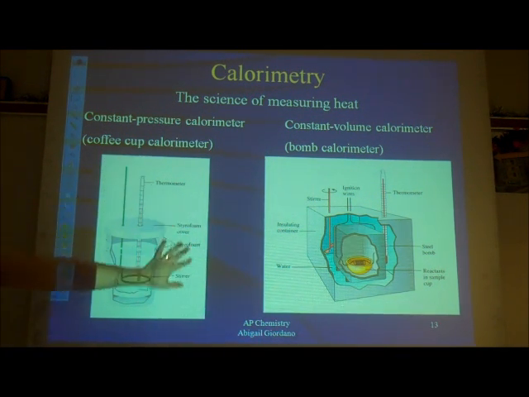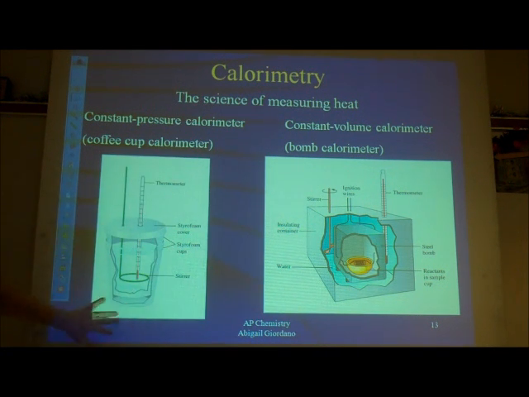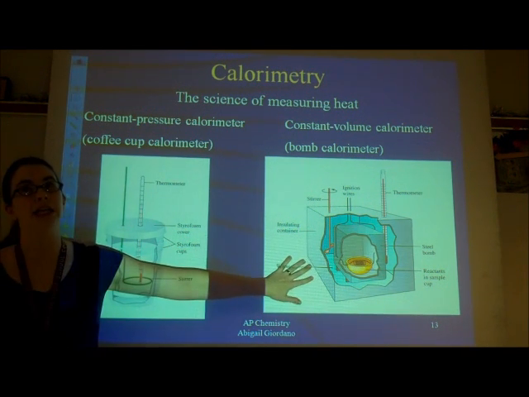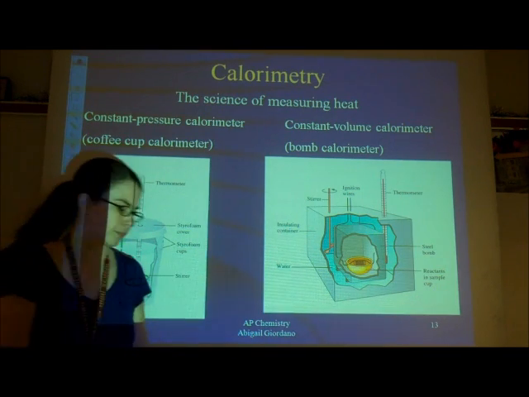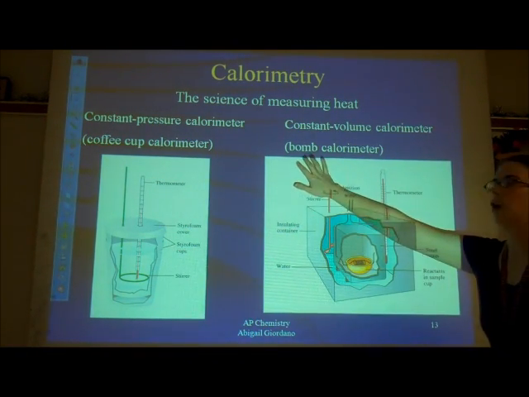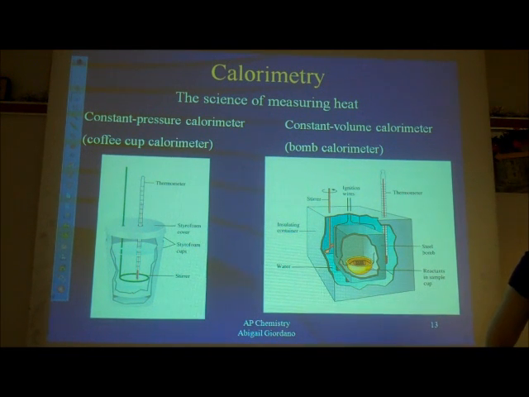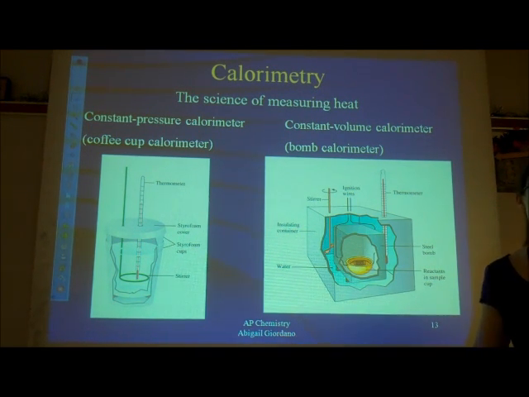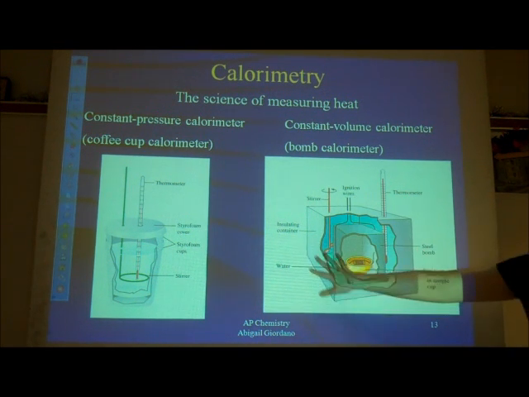So we will be doing a lab with this type of calorimeter. I do not have on hand a bomb calorimeter. I have no idea why it's called a bomb calorimeter because there's really no bomb involved here. But if you're going to name something, you might as well name it something cool. Let me explain to you what's going on here.